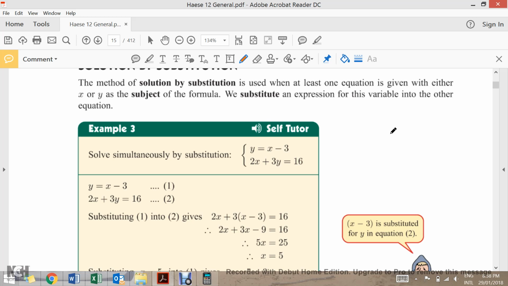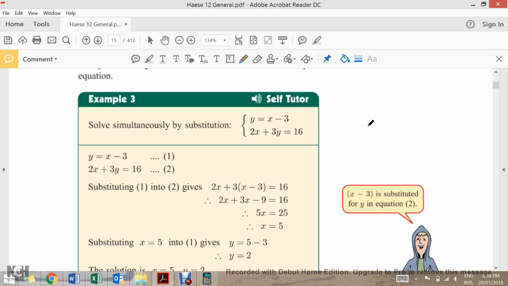We substitute one equation into the other one. What do I mean by that? Well, I know by this first equation that y equals x take 3. So why not replace this y with x take 3? Just replace the y with x take 3, and then in this bottom equation, we are left with only x's.